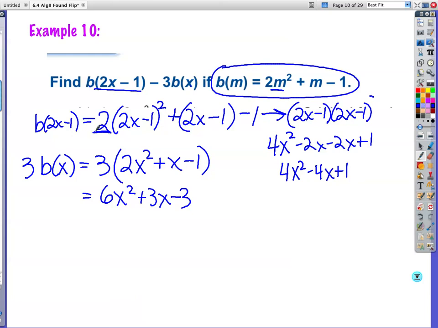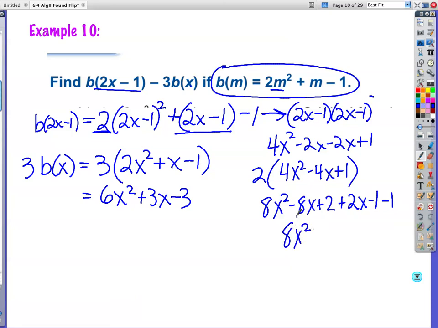I can't forget about this little 2. The 2 goes in front of that whole thing, and now I'm going to multiply: 8x squared minus 8x plus 2. Then I'm going to add this in, so let me write that out, plus 2x minus 1, and that means minus 1. So now I have 8x squared, these combine together, negative 6x, this, and this, guess what they combine to become? Nothing. 2 minus 2 is 0. So really, this piece right here is your final answer for that. Okay?